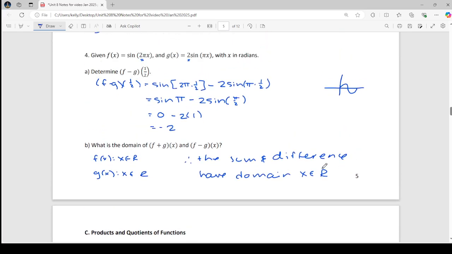Okay, so those are some examples of what we can do when we are adding and subtracting functions.